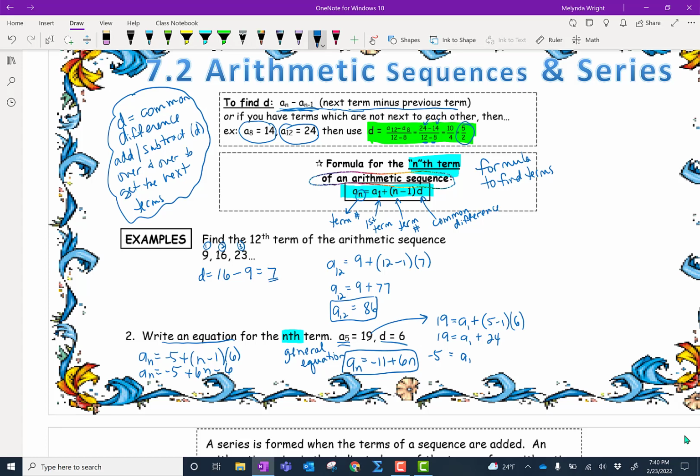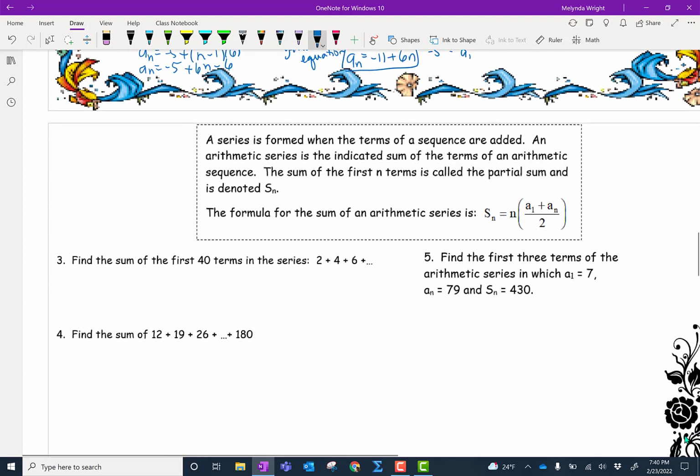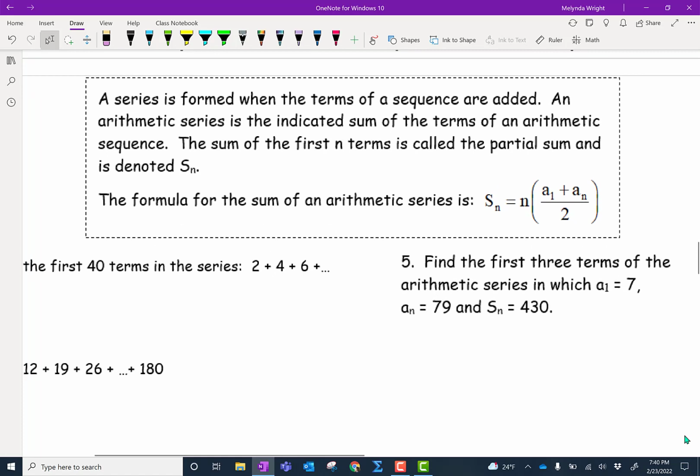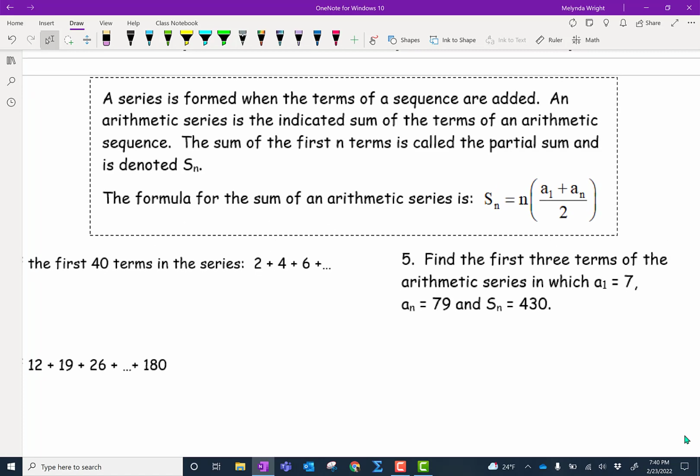So now let's move on to series. How are we going to do with series? So first, what is a series? A series is formed when the terms of the sequence are added together. That's a series. An arithmetic series is the indicated sum of the terms in the sequence. The sum of the first n terms is called the partial sum. So this is the formula right here for the partial sum.